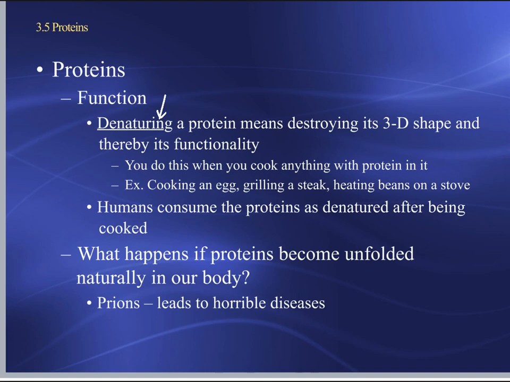Same thing happens when you're cooking an egg. Okay, what you're doing is you're denaturing the protein in the egg, which makes it cook. Anything you're heating up that has protein in it, you are breaking down that 3D shape and making it easier to process, easier to digest. Humans consume proteins as denatured after being cooked. Right? What happens if proteins become unfolded naturally in our body?